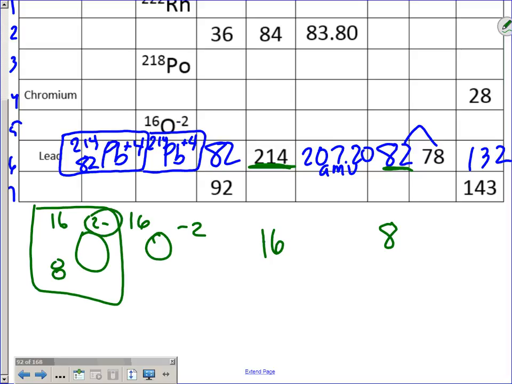So being 8 for protons, what would it be for electrons? 10, okay? And then 16 is its mass number. 8 is its proton number. Subtract those and you get neutrons. 8 there for neutrons. And then what's its average atomic mass for oxygen?